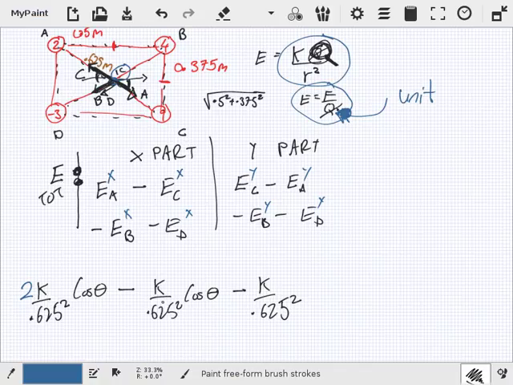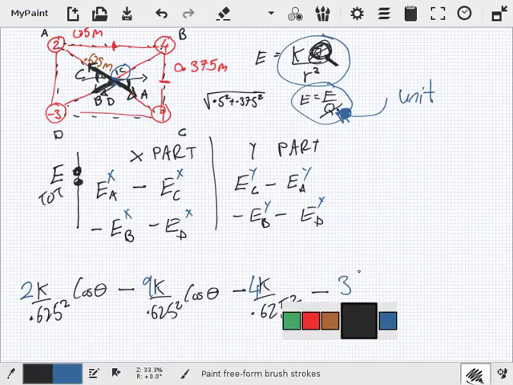Is this one B? No, that one's C. It's 9. Okay, and this one here? That's B, is it? That's 4. Okay, and lastly, the D. Well, I've already considered the sign. So minus 3 K over 0.625 squared.